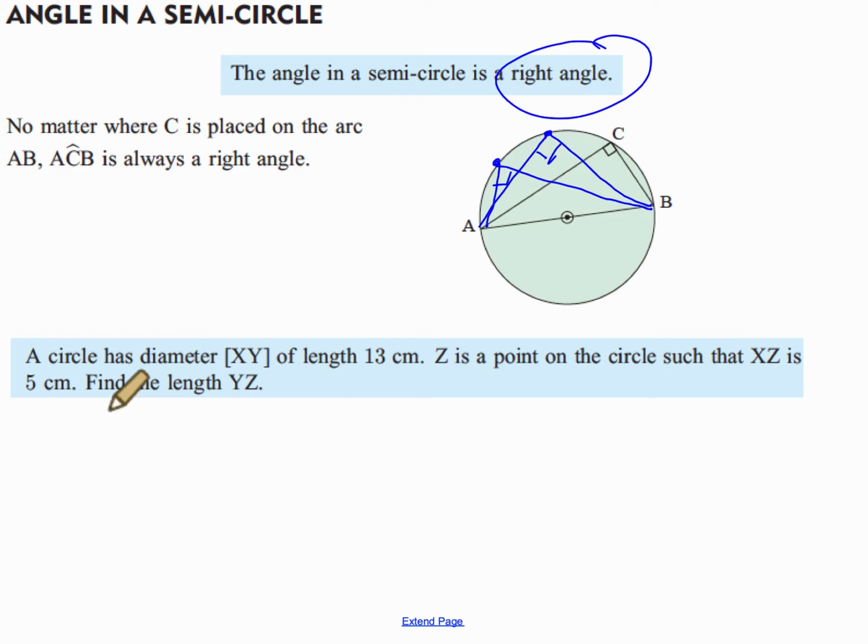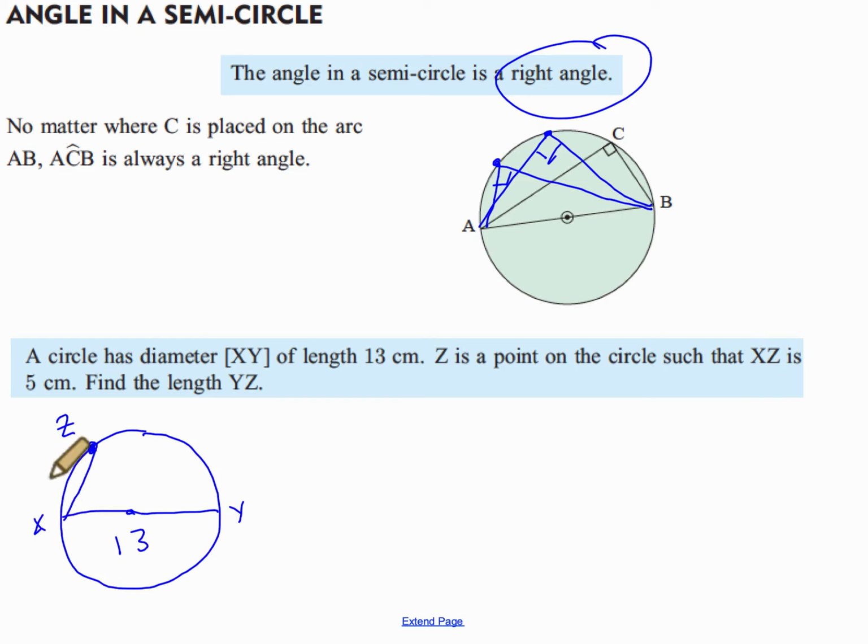Okay, so a circle has diameter XY of length 13 centimeters. Let's go ahead and draw that. So we got a circle. That's not a bad freehand circle. We have a diameter here, and we know that the diameter is 13. Z is a point on the circle, so we'll put, I don't know, let's put Z here. Bam. Such that XZ, oh, we forgot the diameter is XY, such that XZ is 5 centimeters.